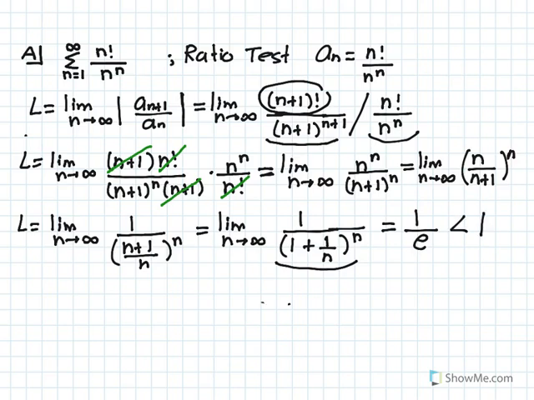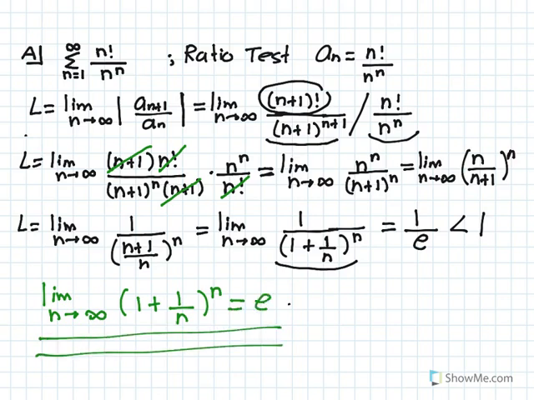Now let me talk about this limit. The limit as n approaches infinity of 1 plus 1 over n to the power of n, this limit in the denominator, is equal to e. You can prove this by applying L'Hopital's rule and applying the log function. You probably have done that in a calculus 1 course, differential calculus course. So in any case, the limit L is equal to 1 over e, which is less than 1. And if the ratio is less than 1, that means the series converges by the ratio test.